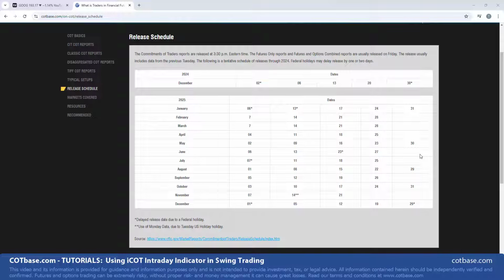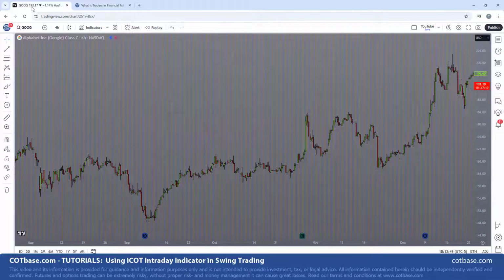Now, if you would like to have a different tool in your bag just in case the report is delayed, or if there's a government shutdown and we don't have the COT reports available for many weeks, then the iCOT Intraday Indicator is something that may be helpful. Of course, it is developed after many years of research to bring COT analysis into the short time frames, the intraday world. However, I do find the indicator to be quite effective on longer term charts as well.